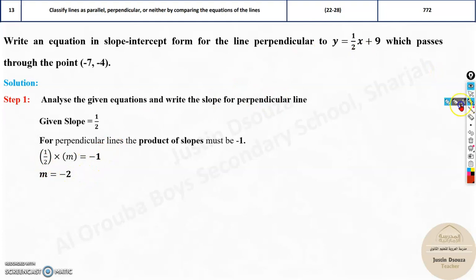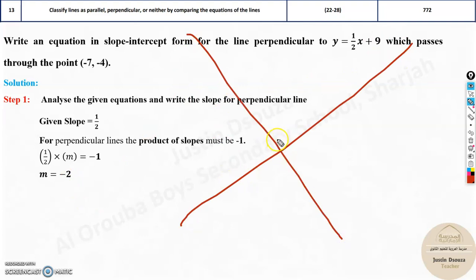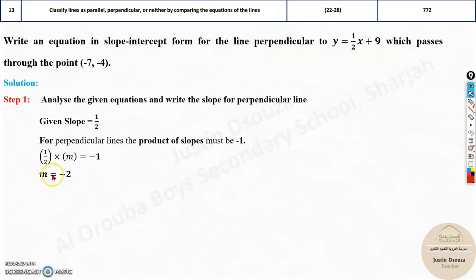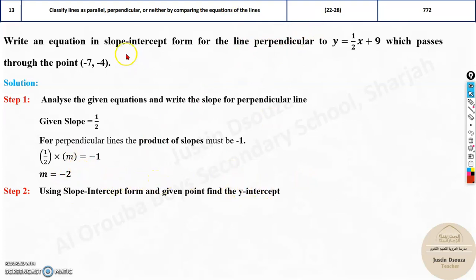So this one was something like this, and now -2 means like this. So this is perpendicular. We know the slope is -2, that is it. We don't know anything else. Now we come to know the slope of the perpendicular line which we are about to solve is -2. It's going downwards. Now let's use the slope-intercept form and find the y-intercept.